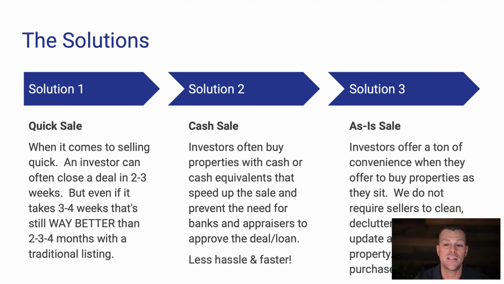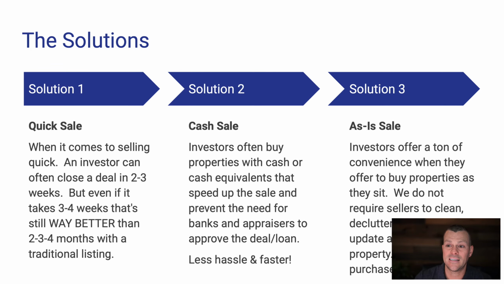Solution number two is that we're going to offer cash. So we're going to buy properties with cash or cash equivalencies, which is really going to speed up the sale and speed up the process. It's also going to prevent us from having to have banks and appraisers and all these other individuals come in and verify our deal. So it's going to be less hassle. It's going to be faster.